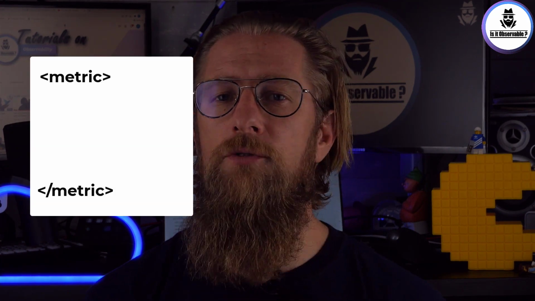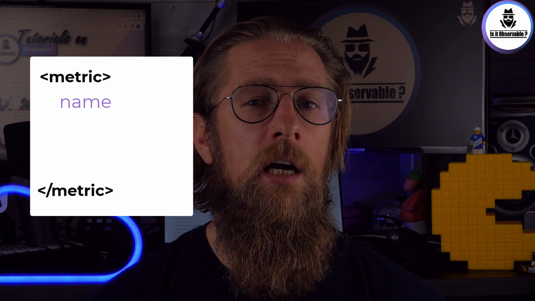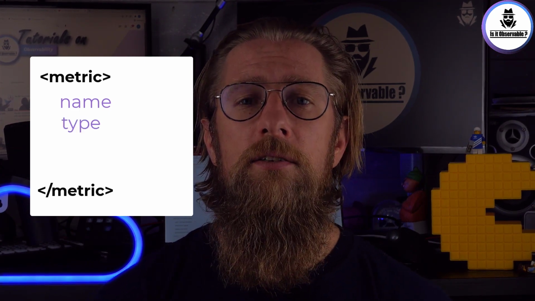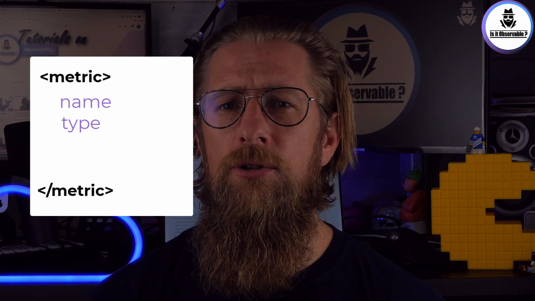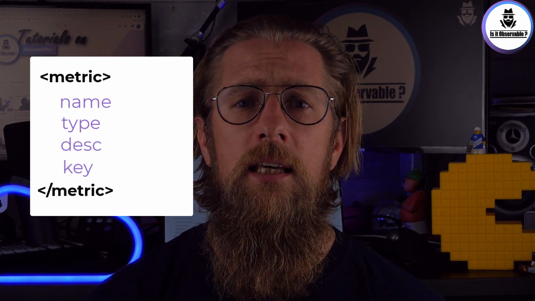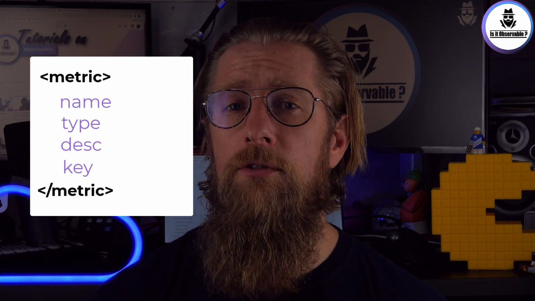So there are several properties in the metric. So you have a name, you have a type. So that's basically the Prometheus data type. So counter, gauge, histogram, and summary. The description and the key that will basically have the value, the metric that you are looking for. Then you can specify your labels. So the name of your label and the value of that.